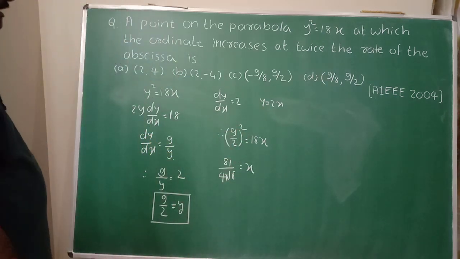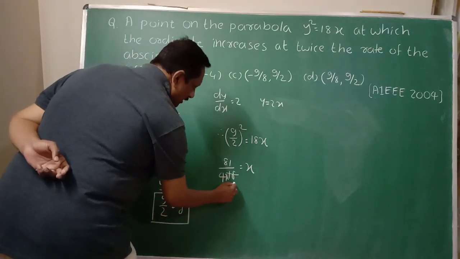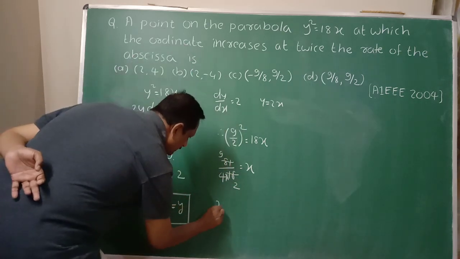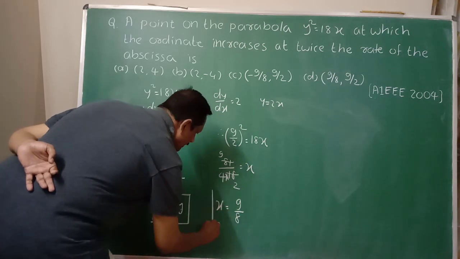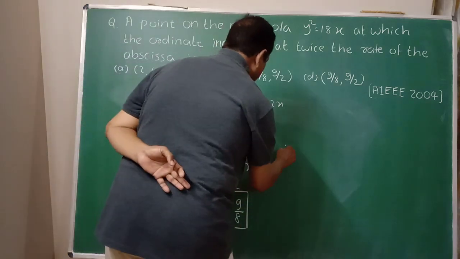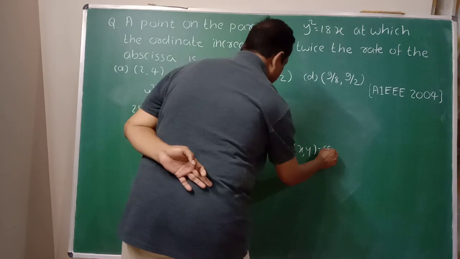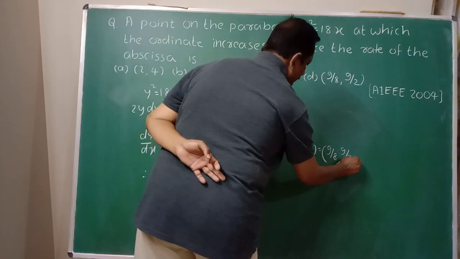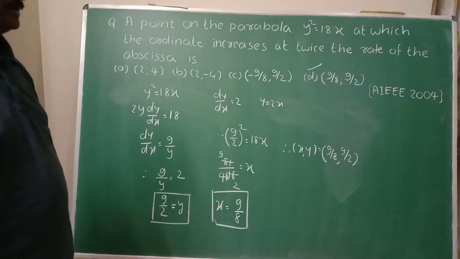Then we can cancel: 9 twos are 18, 9 nines are 9. Hence x is equal to 9 divided by 4 twos are 8, so x is equal to 9 upon 8. Therefore the required point (x, y) is (9 by 8, 9 by 2). So the fourth option is correct.